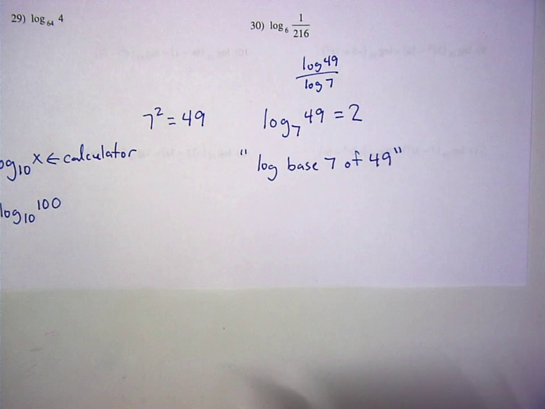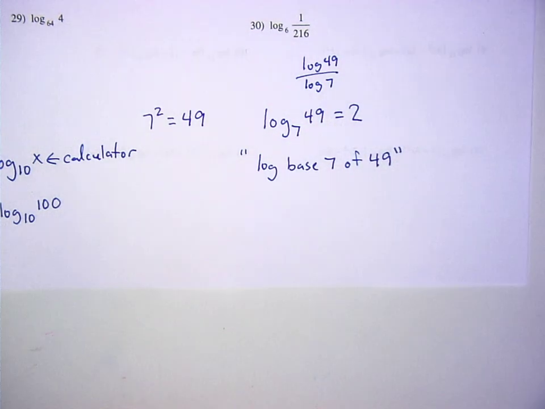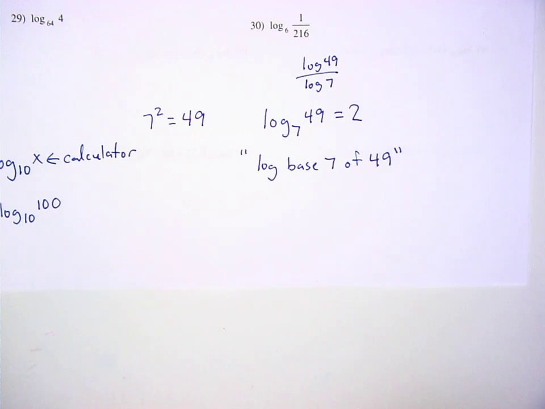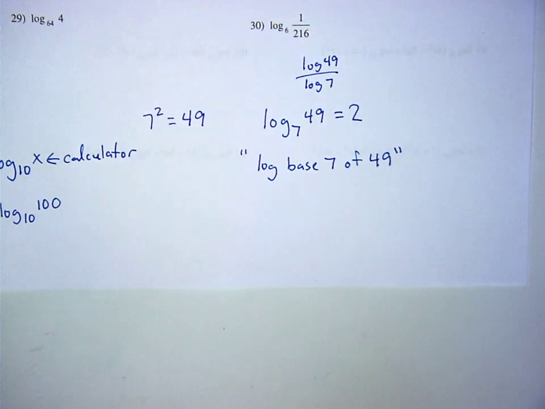So everybody type in log of 49 divided by log 7. See how it's 2? Where if you just typed in log of 49, you'd be thinking 10 to the what power equals 49? Because remember, it's in base 10. All right, let's try doing this one.